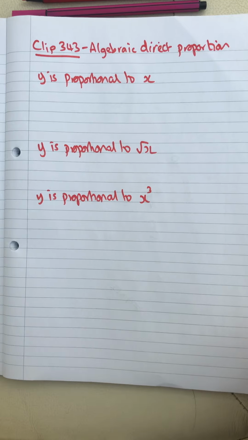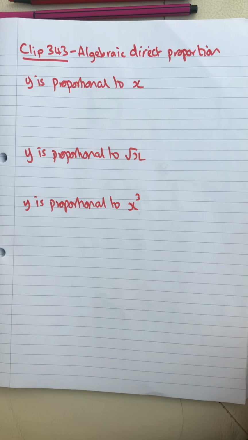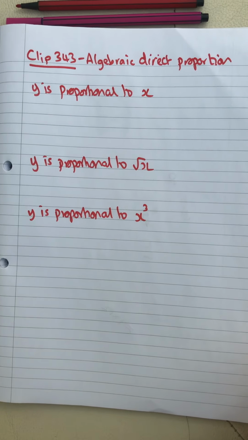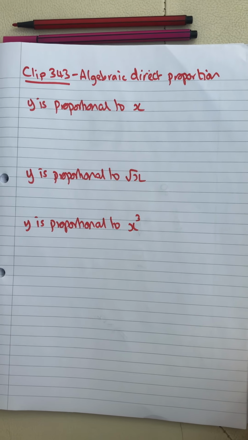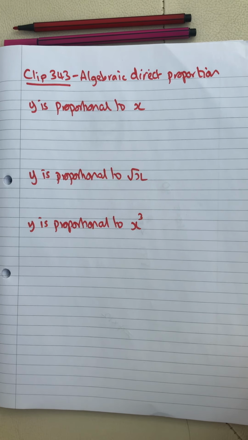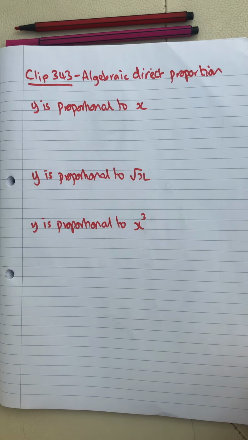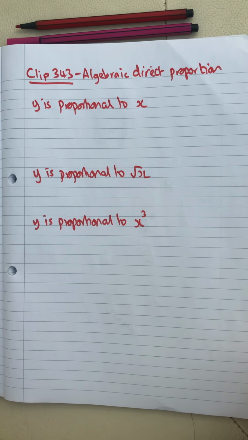Clip 343, which is algebraic direct proportion. So this is the first part of the section on algebraic proportion. This one's just the formulas. Then the next one, 344, is using numbers, and after that is involving inverse proportion.